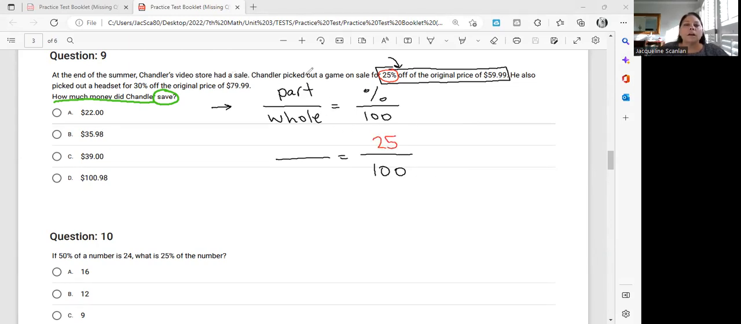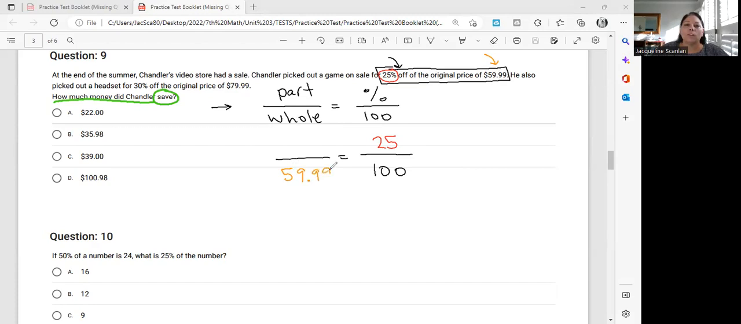All right, and then it says part and whole, and I need to know which kind of number this is. Is this part of the number, or is this the whole amount? And so Chandler picked out a game at an original price of $59.99. That would be my whole amount. The whole amount of that game is $59.99.